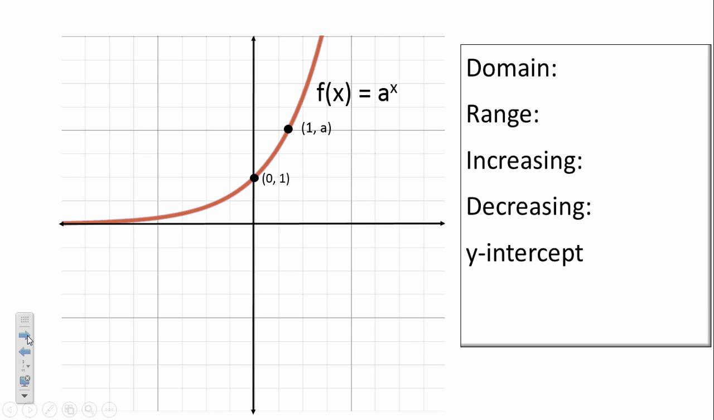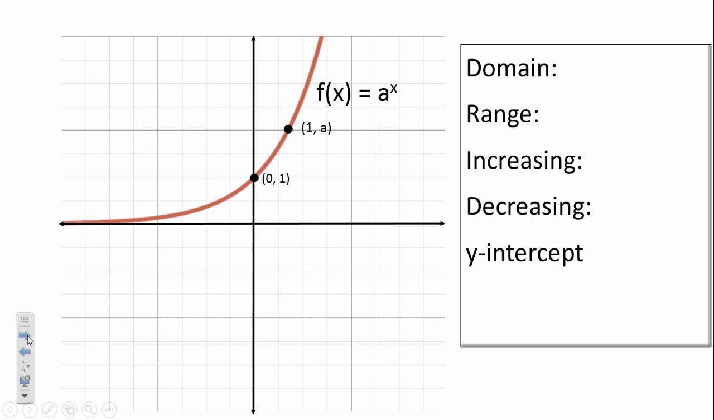This is what it looks like graphed. For some general number a to the x, we're always going to go through the point 0, 1, because when x is 0, anything to the 0 power is 1. So your exponentials will always go through here unless we do some shifting.